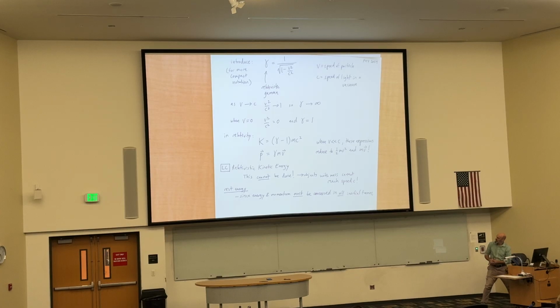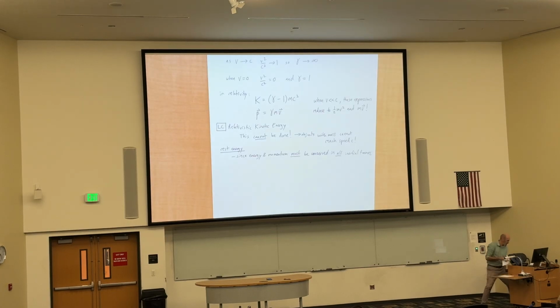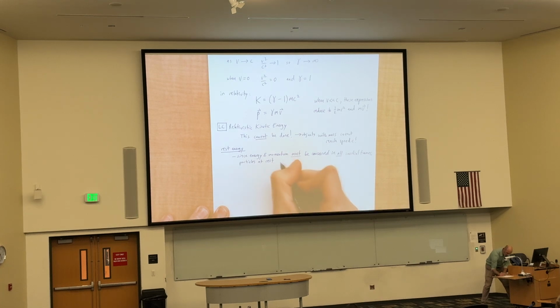Because we have to conserve energy in all inertial frames, particles at rest must have an energy. And that energy, we're going to call it E0, our rest energy. And that's equal to the mass of the object times c squared.